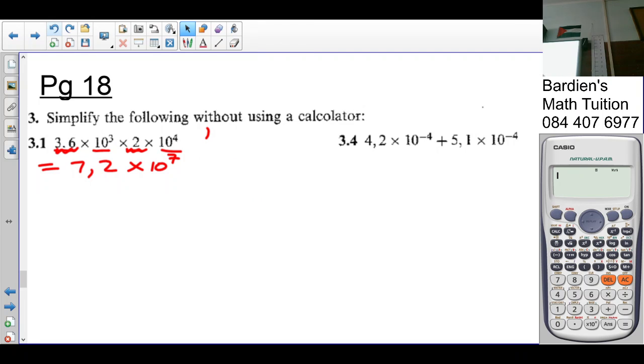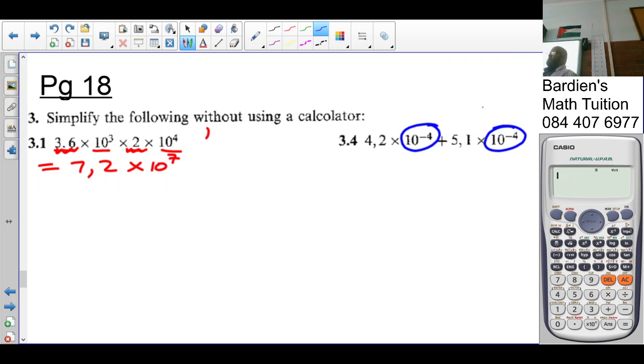So 3.4. Looking at 3.4. When we're adding and/or subtracting exponential numbers, the exponent has to be the same. With a variable, if we're adding or subtracting, the variable must be the same. Not so? Now we will consider 10 to the exponent negative 4 as the variable. Okay? So what can we do here if the exponents are the same? We can just simply say that's going to be 10 to the negative 4, and I can add 4.2 and 5.1.